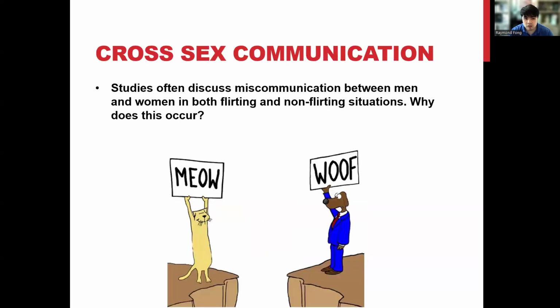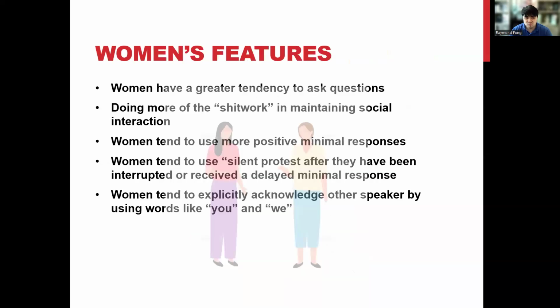So, cross-sex communication studies often discuss communication between men and women in both flirty and non-flirting situations. Why does this occur, right? So, the whole premise of this article is to understand why men and women miscommunicate. We have been together for a long time. We live in the same country, in the same state, in the same city, in the same neighborhoods, in the same district, sometimes even in the same house, and yet there's still miscommunication between women and men. Why does this occur, right? And this is kind of the overall topic of this article.